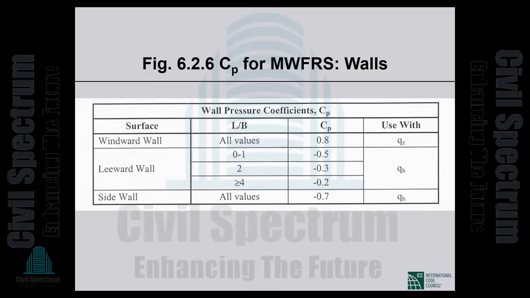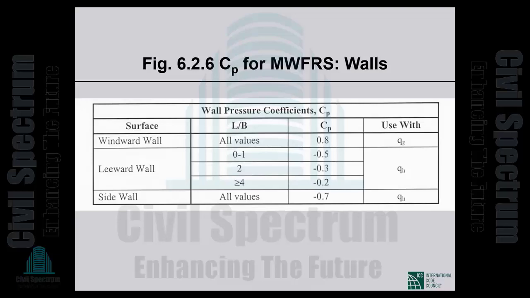Anyway, for the windward wall, C sub P is plus 0.8. I told you a long time ago. We do not consider point by point variation of wind pressure. And the 0.8 is applied with q sub z, wind pressure varying with height.